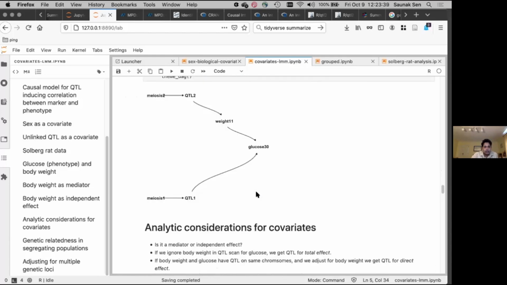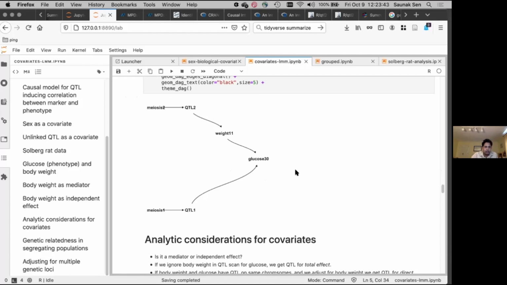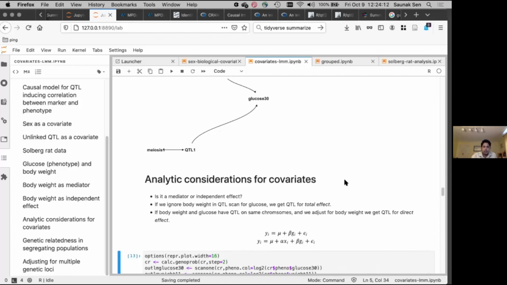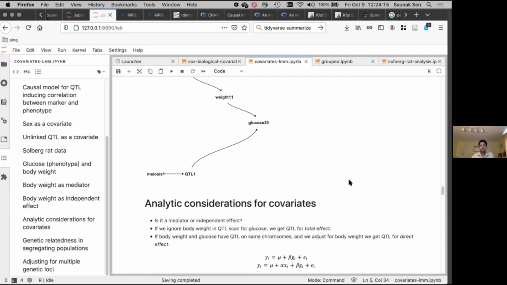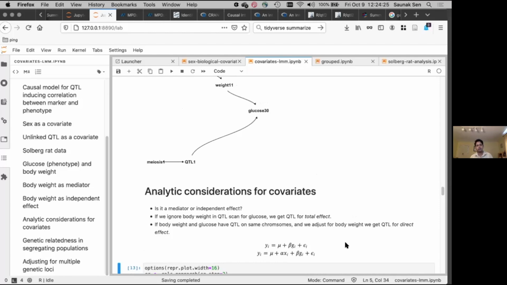In this scenario, where they are controlled by different QTLs, you still get an effect of the QTL on glucose. The effect is conditional on the weight at 11 weeks. So depending on what your goals are, you may want to adjust your interpretation or analytics strategy slightly depending on how you think the variables might be related.